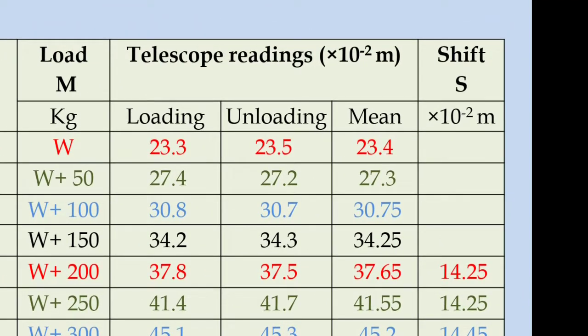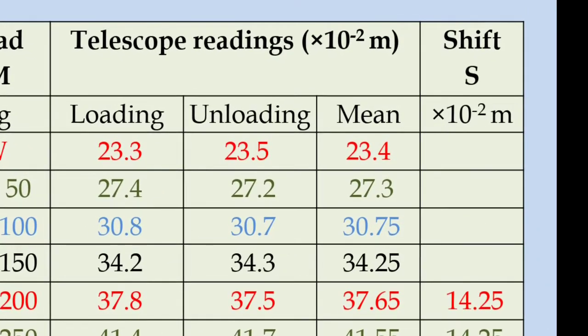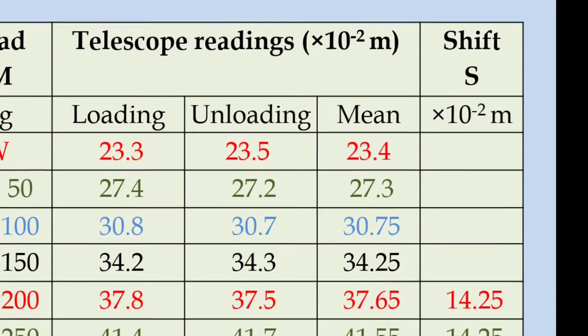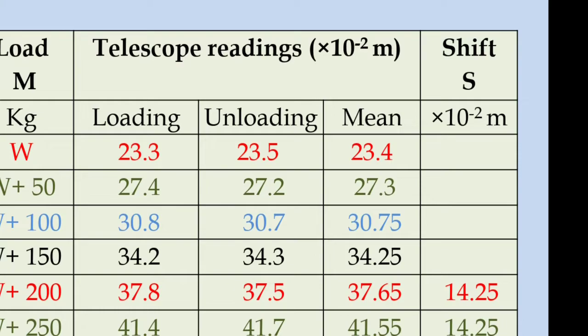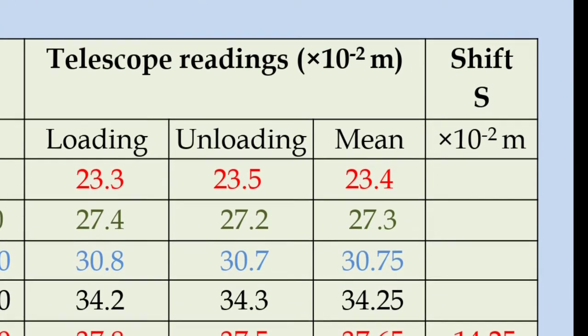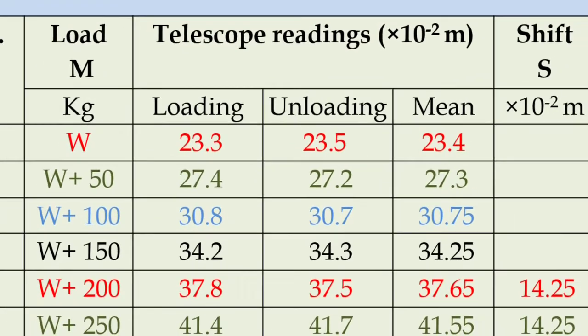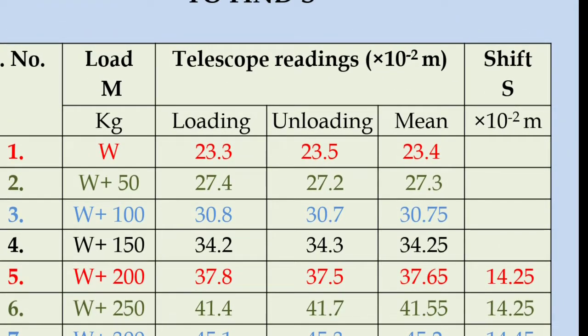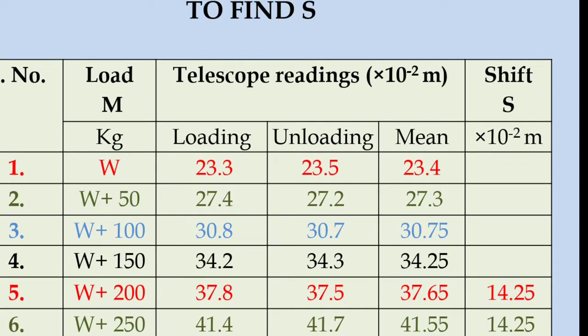The shift can be calculated for 200 grams, 150 grams, or 50 grams. It is up to us to decide for what mass we are going to find the shift. Here the shift is calculated for 200 grams. For this, we take these two readings, W and W plus 200. These two readings are highlighted in red here, and the corresponding mean values are subtracted from each other, and the answer is 14.25.